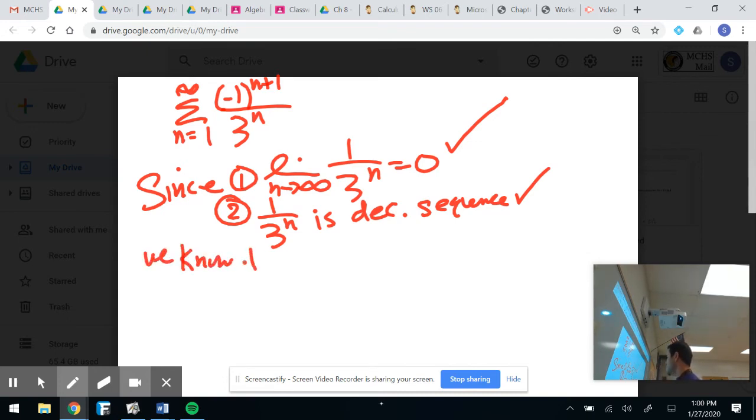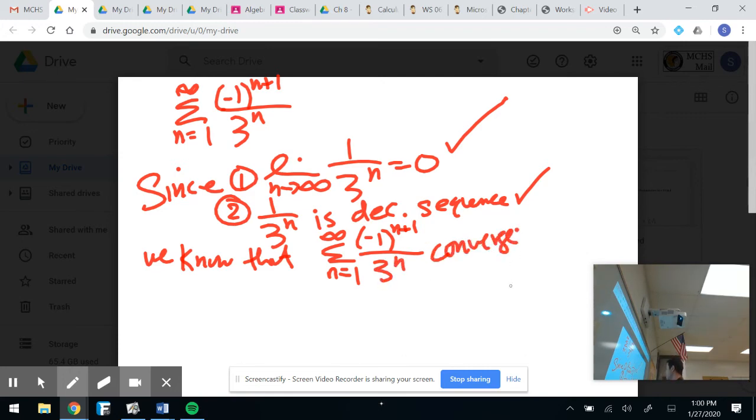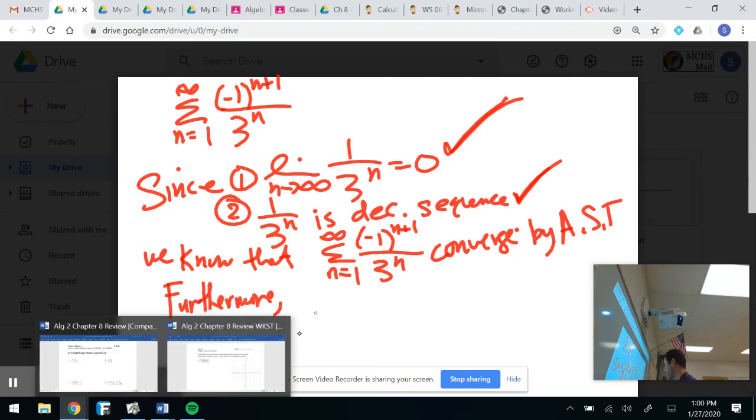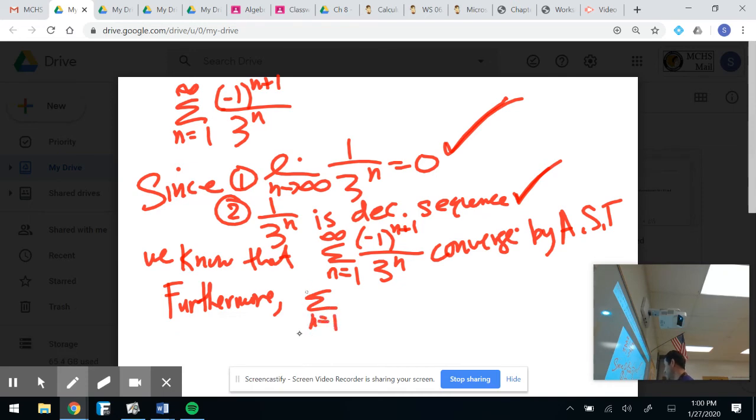So that means my original problem, n equals 1 to infinity with the alternator in it, is going to converge. How do I know it's going to converge? Well, by the alternating series test, I satisfy check 1, check 2. Furthermore. What can we talk about? Furthermore. Let's throw that alternator totally out and see if it's conditional or absolute.